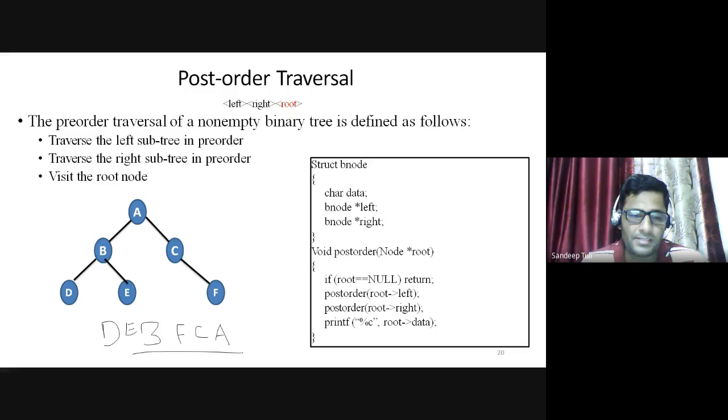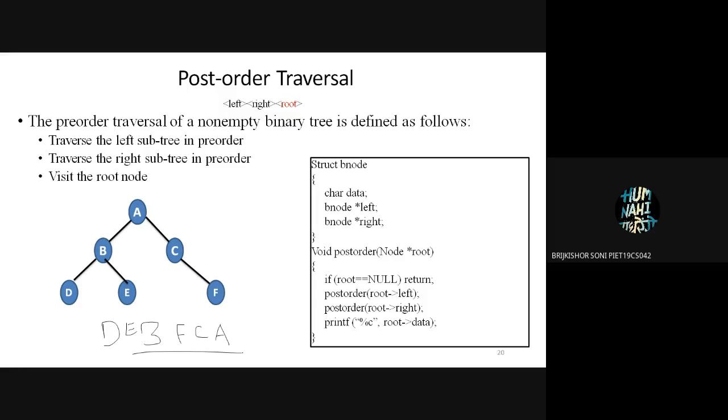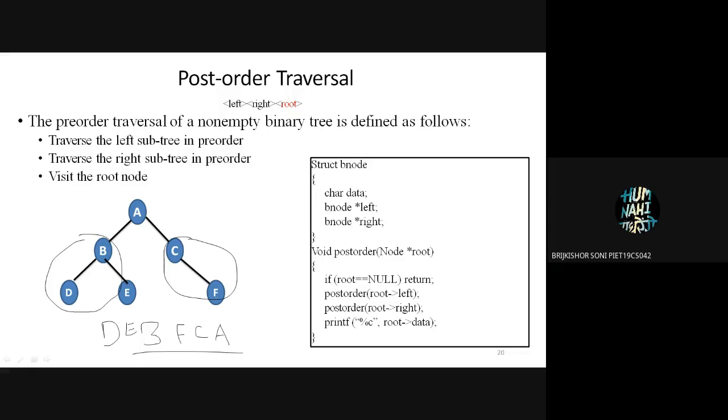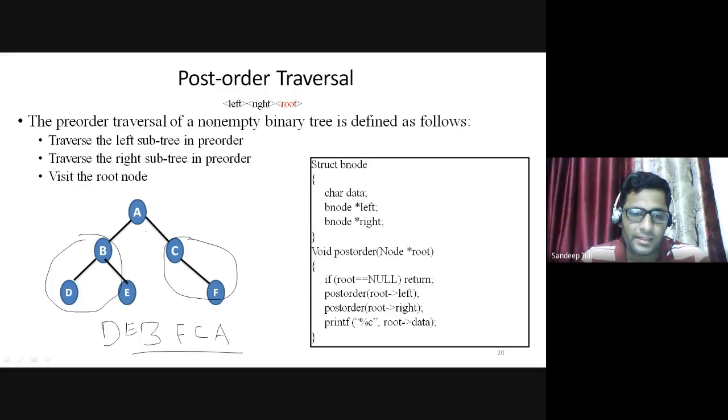Everyone has cleared this thing? Wait sir, yes, one minute sir. This subtree, that is D, yes sir, E, confirm. B. This subtree, that is F, C, and then finally A.